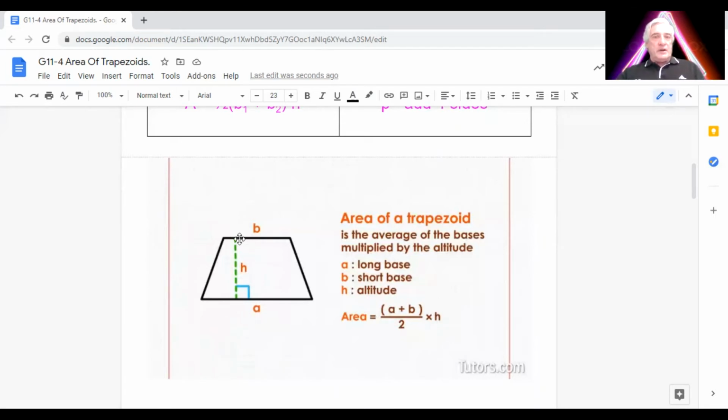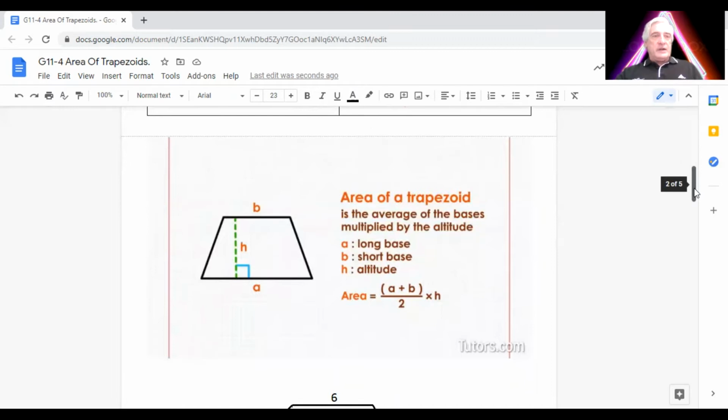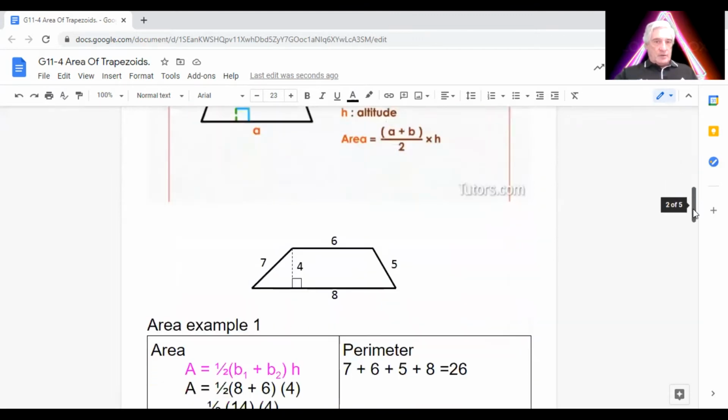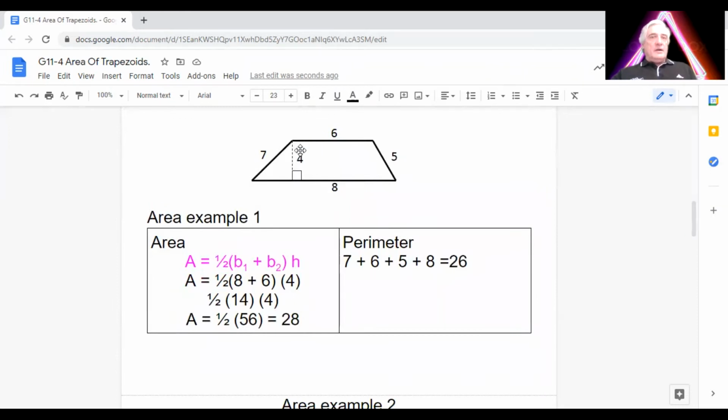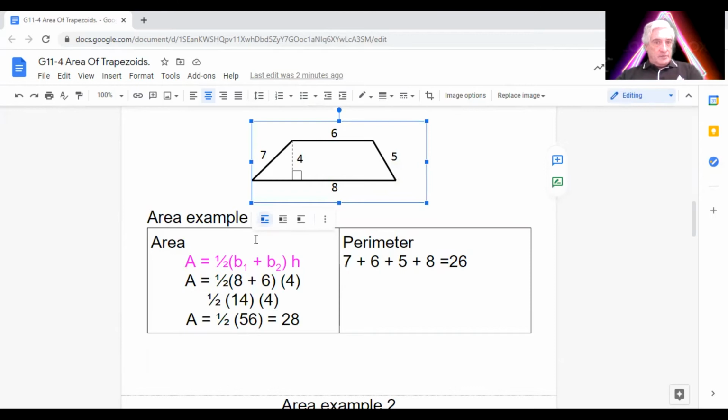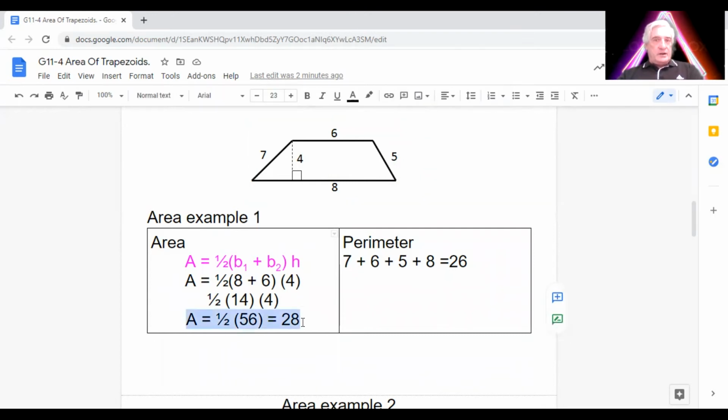Now the 2 bases are the 2 that are parallel. So base 1 plus base 2 divided by 2 times h sounds a lot like the area of a triangle. Start here. 1/2 of 6 times 8, right? 6 times 8? Read that. What's it say? Doesn't say 6 times 8. It says 6 plus 8. We're going to add 6 and 8, 14, right? 14 times 4 is 56. Half of 56, I got 28, but you better get a calculator and check it.